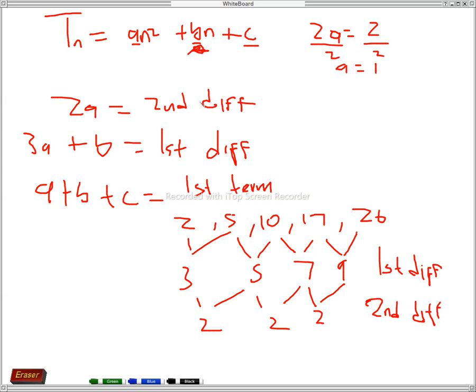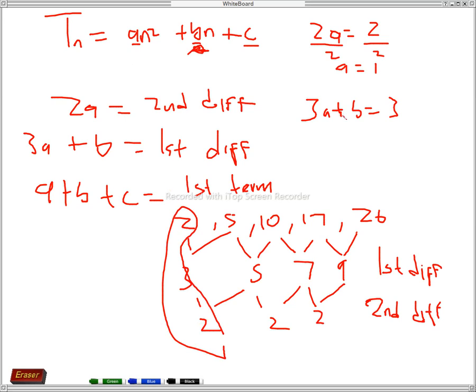Then to determine B, we say 3A plus B is equal to the first difference, which is 3 there. You just take these first values. You should not take the second values there. Make sure that you don't do that, or everything is going to be wrong. So to be right, we are dealing with this, you understand?